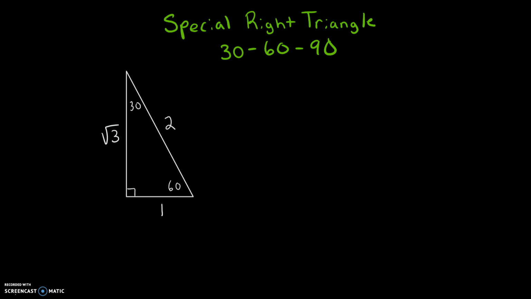Again, just to recap, our long leg equals square root of 3. It is opposite of the 60. Our short leg is 1. It is opposite of 30. And our hypotenuse is 2. And it is opposite of the 90 degrees.